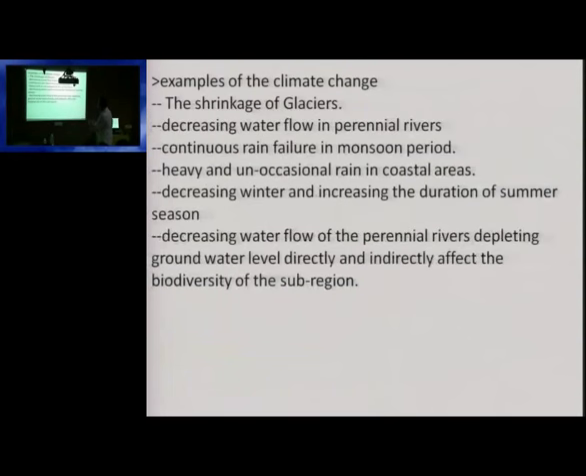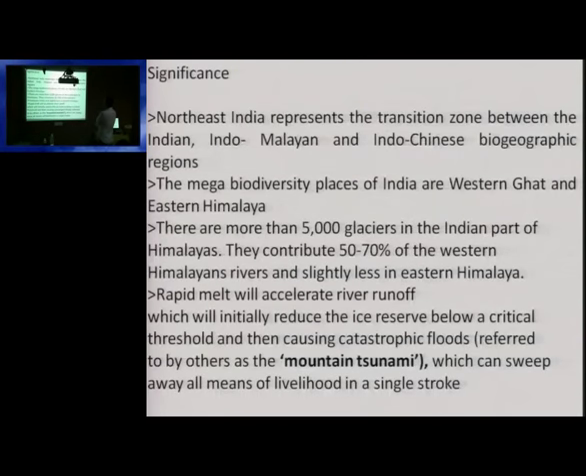Climate change and Himalaya. What is their significance? Because the northeast is a transition zone between the Indian, Indo-Malayan and Indo-Chinese biogeographic regions. It is very important.